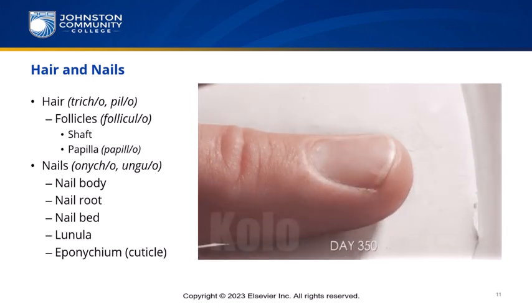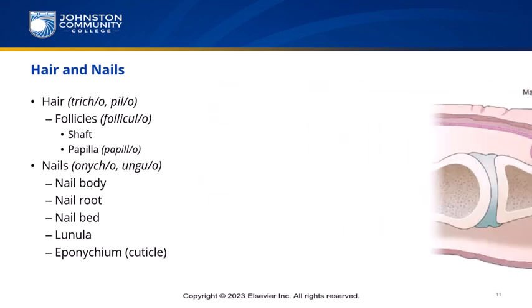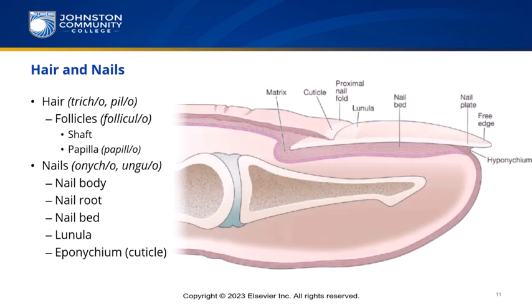The visible surface is the nail body, also called the nail plate. Remember, the body has to lay in the bed, with the nail root being just under the skin and the base of the nail. The nail bed is the highly vascular, which means it's blood-filled, tissue underneath the nail body. And the small moon-like area at the base is called the lunula, meaning a tiny moon.